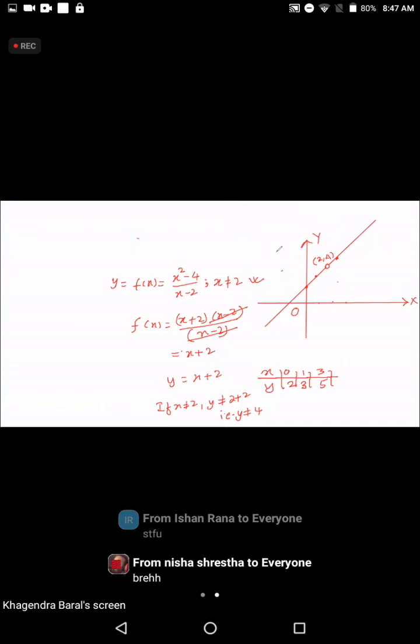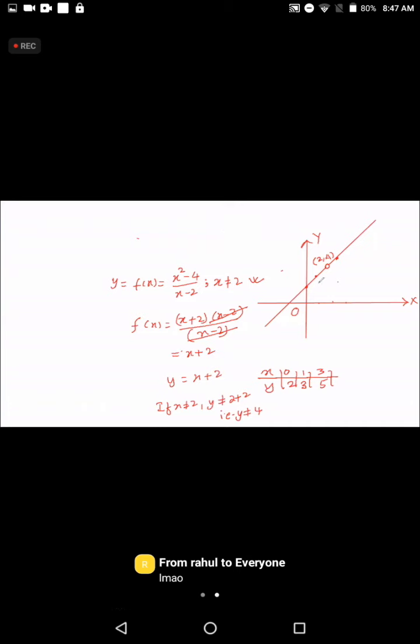Okay. यसमा हेर त, यसको ग्राफ हेऱ्यो भने इट्स ग्राफ इज अ straight line having a break or hole at this point 2, 4.